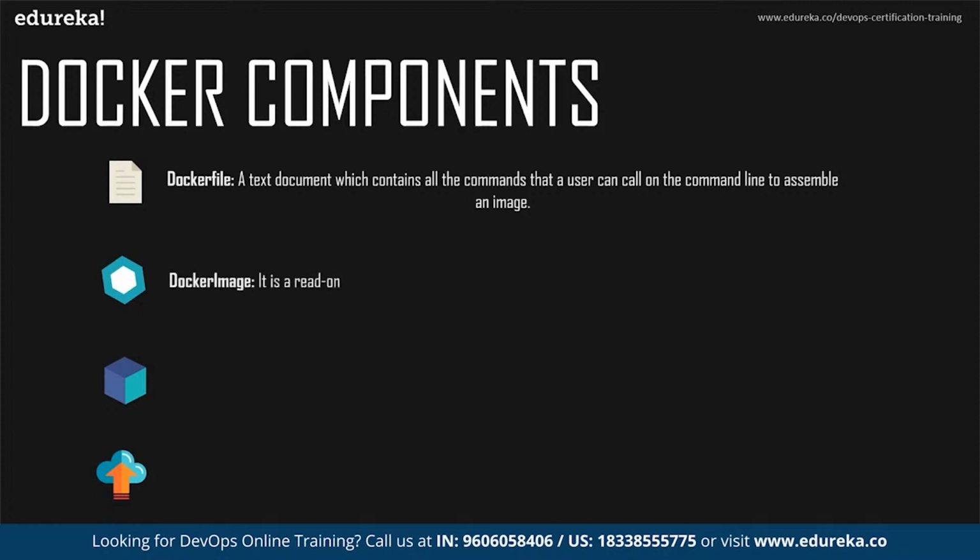Next, you have the Docker image, which can be compared to a template used to create a Docker container. So Docker images are basically the building blocks of a Docker container. These Docker images are created using the build command, and these are read-only templates. You can then store them, as I had mentioned before, in your Docker Hub or your local registry.